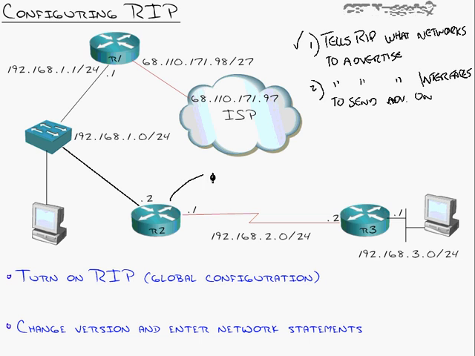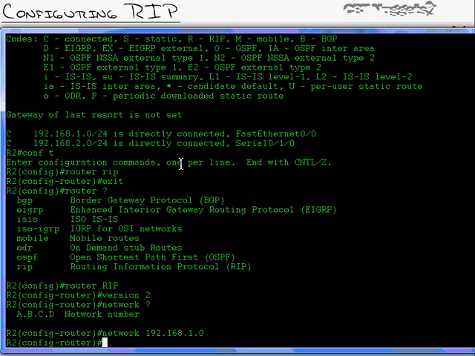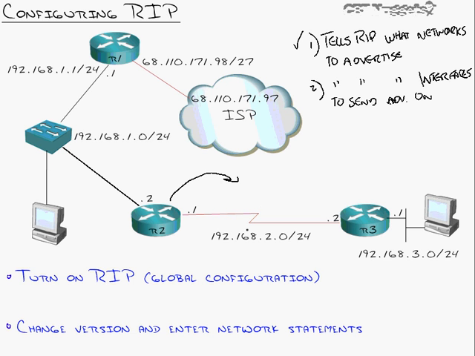So when RIP starts speaking to its buddies over here in router 3, it's going to say, hey, router 3, I know about 192.168.1.0. And router 3 is going to go, great, I didn't know about that network. So I just typed in on router 2, advertise that network. Now the second thing is not as easy to understand: it tells RIP what interfaces to send advertisements on.